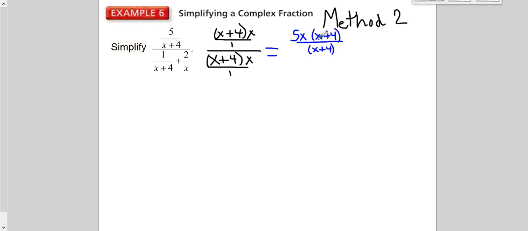If you want to cancel them right away and not even write them down, you can do that and just write a 5x. But then when I'm doing this denominator, because of the plus sign, I have to multiply it by each fraction on either side of the plus sign. So x plus 4 times x times 1 over x plus 4. So if you're already simplifying in your head and canceled out those x plus 4s, you'd only write an x. Plus 2 over x times this.